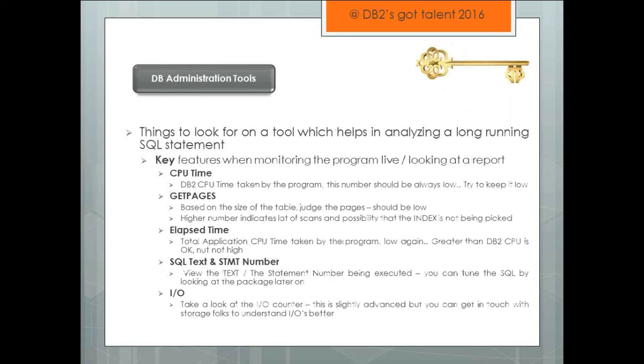Some of the key features that you would like to look into when analyzing a long-running SQL statement are the CPU time. This is the DB2 CPU time taken by a program, and this number should always be low. Try to keep it low. The get page count: based on the size of the table, judge the pages, so you would know. A higher number indicates a lot of scans, and possibly that the index is not being picked. Elapsed time is the total application time. SQL text and the statement number help you find out what exactly is the SQL statement that is taking a longer time. And if you want to know more about I/O, you can always do so. The I/O counter would give you better information, or you can get in touch with your storage staff.